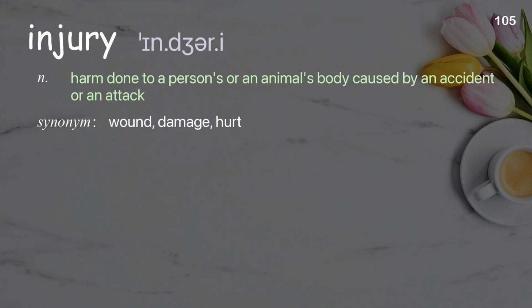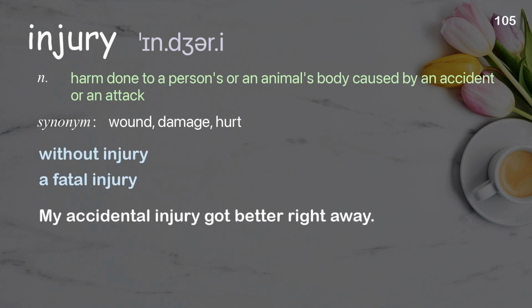Injury. Harm done to a person's or an animal's body caused by an accident or an attack. Examples: without injury. A fatal injury. My accidental injury got better right away.